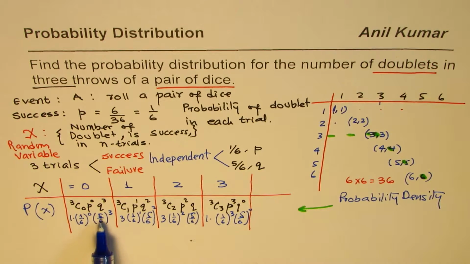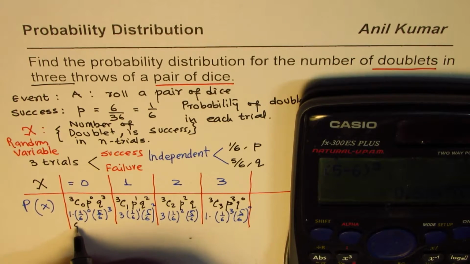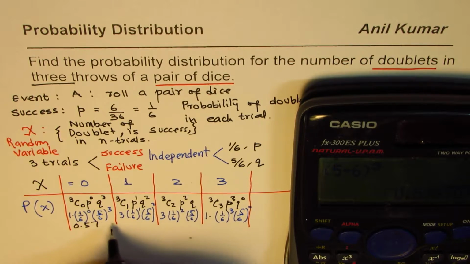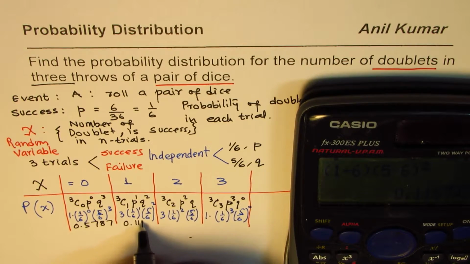So here it is 5 over 6 cube. We can just calculate these values. The first one is within brackets 5 divided by 6, and then we cube it, equals to, in decimals, 0.5787. Let me write down this value as 0.5787. The other one is within brackets 1 divided by 6 times 5 divided by 6 square, which is equal to, in decimals, 0.115.